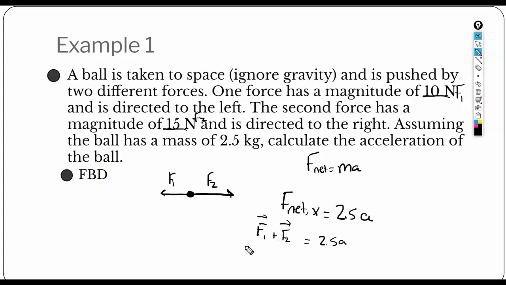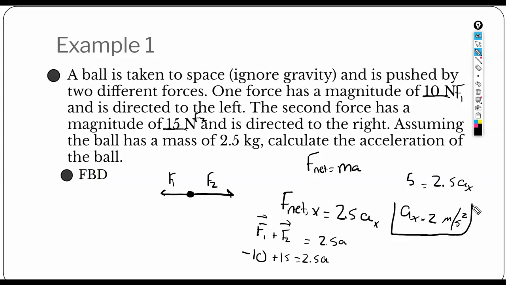Okay, so for F1, I'm going to put in negative 10 newtons because that is 10 newtons directed to the left, in the negative x direction. For F2, I'm going to put 15. And so the net force is actually 5 newtons. By the way, I put F net x, so I should also put a x here. If I divide both sides by 2.5, then I get a x equals 5 divided by 2.5, which is 2 meters per second squared. And that's the answer to the question.